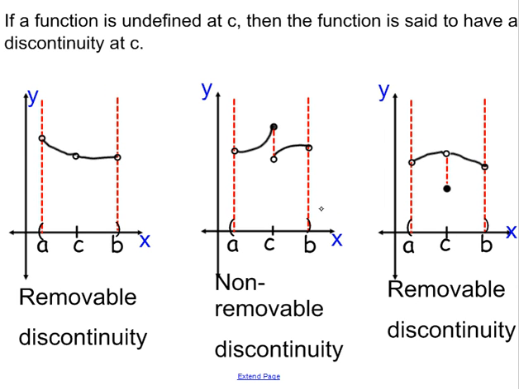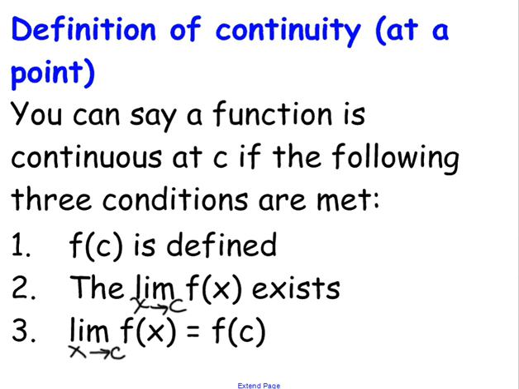Okay, so we do have names for discontinuities. The first one we looked at is called a removable discontinuity. The second one we looked at is called a non-removable discontinuity, and the third one is also a removable discontinuity. So what do we get from all this? This is the important part. You can say a function is continuous at c if the following three conditions are met. f of c is defined, the limit of f of x as x approaches c exists, and that limit is equal to f of c. These three conditions have to be met if the function is going to be continuous at point c.